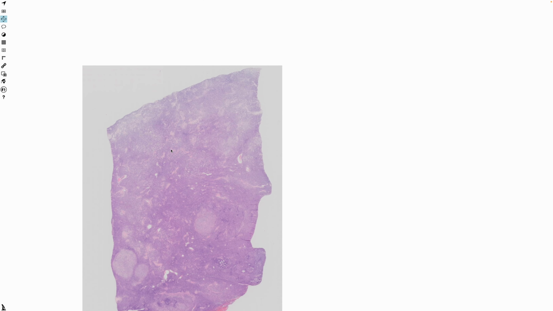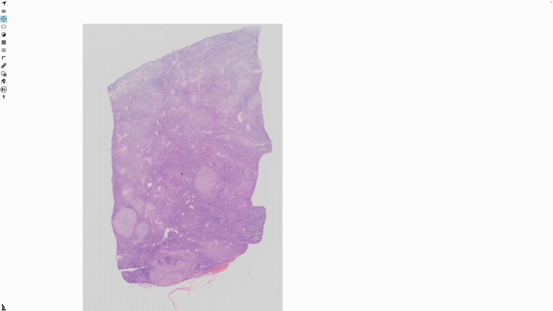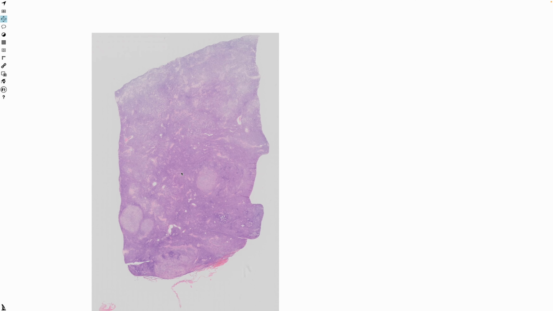So this is a 61-year-old woman who presented with an axillary mass, and there's no other systemic symptom or lymphadenopathy by imaging study, and no significant past medical history. So here is the excisional biopsy of the 4 centimeter mass that was performed.